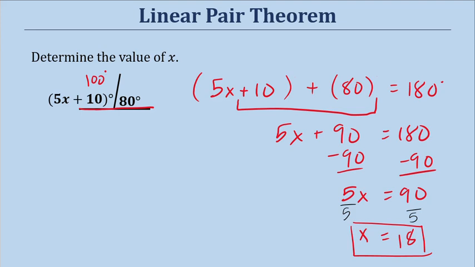And if I had put the 18 in here, 5 times 18 equals 90, plus 10 equals 100. And that's one way you can check your work, which is always a good idea, just to confirm that you haven't made a mistake.